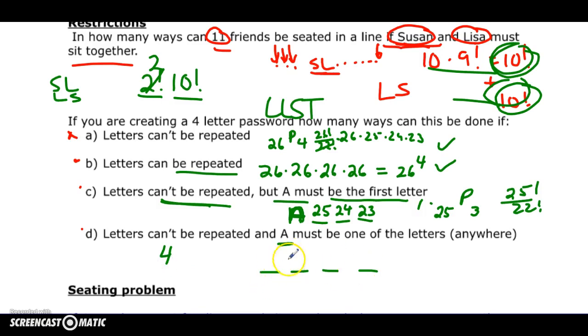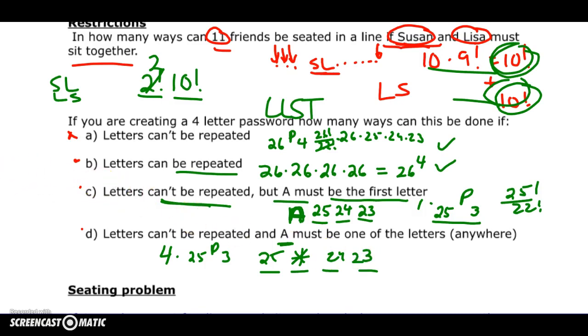So where does it go? One of these spots. Choose one. I chose one. Okay. Now it's gone. That's out here. Now I have 3 spots that have to be filled by 3 of 25 letters. So now it's 4 times 25 P3, because I have 25 options for this, 24 options for this, 23 options for this.